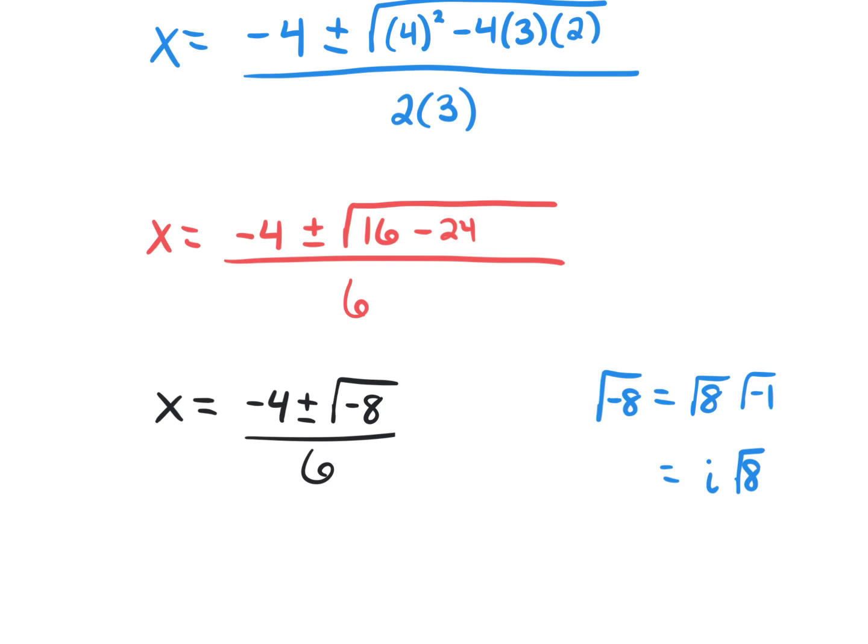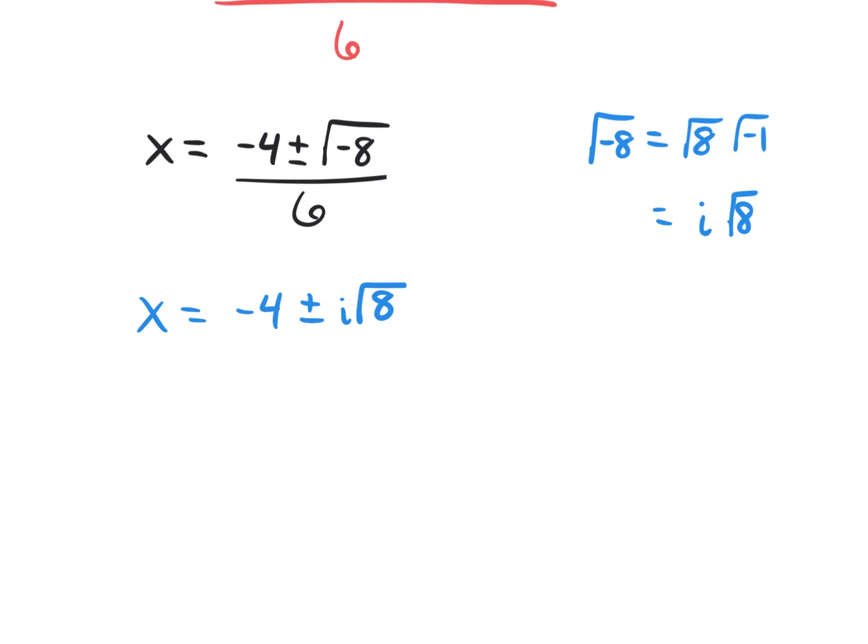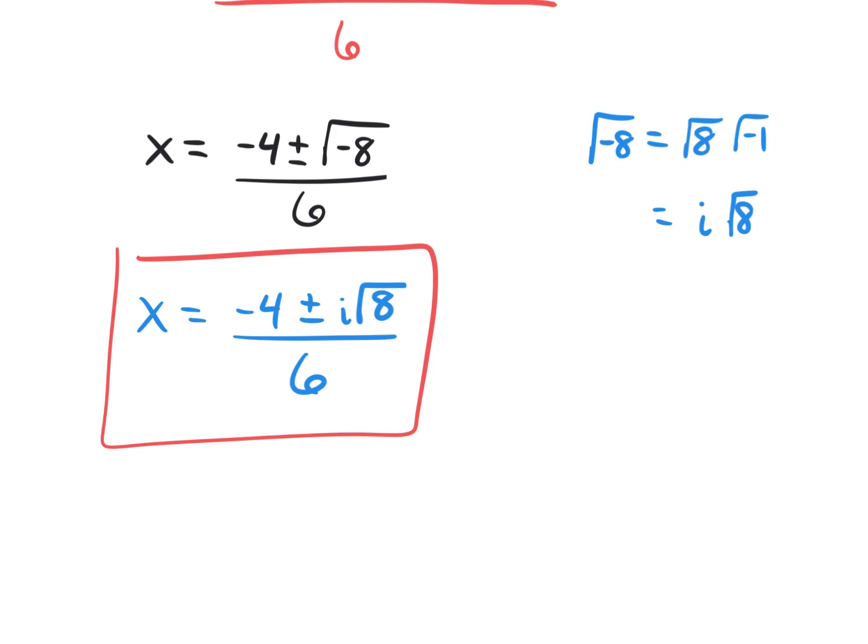So what we just did was simplify that square root of negative 8. Right now we're left with negative 4 plus or minus i times the square root of 8, all over 6. Now are we done simplifying? Yes. Most of the time when you have that radical simplified, you're done. Do we still have the 2 answers that we needed? Where do those 2 answers come from? The positive or negative.